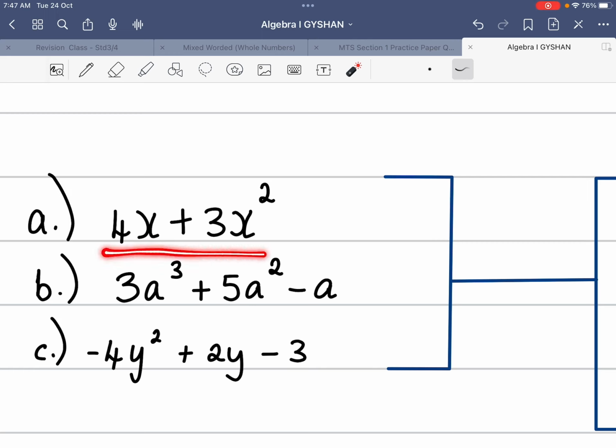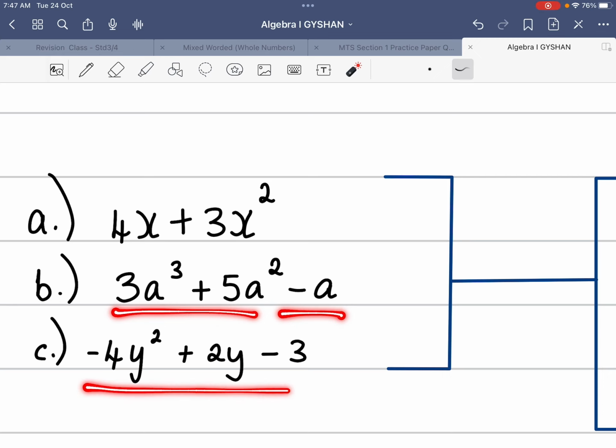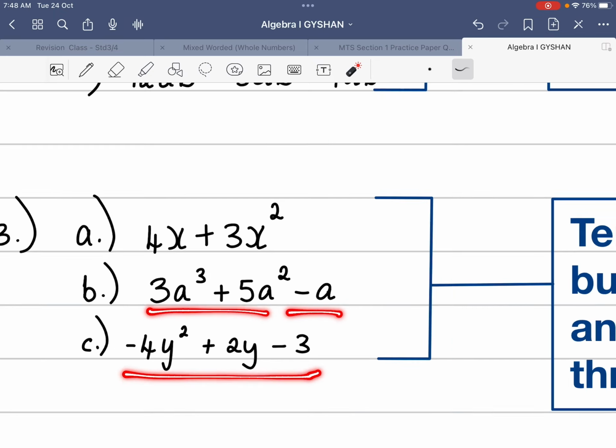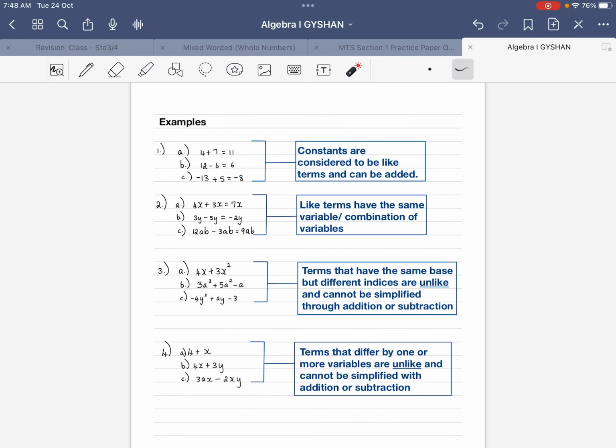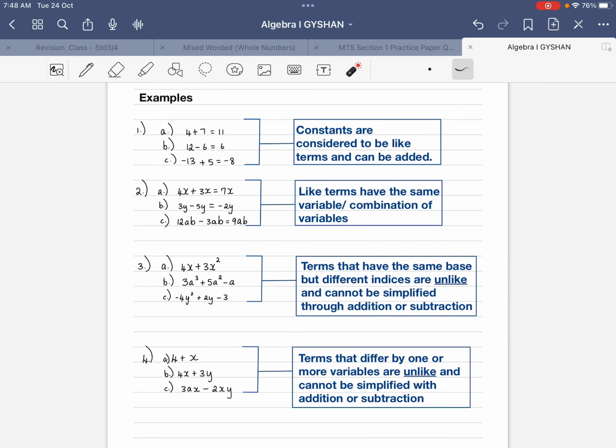4x cannot be added to 3x squared because x is considered a different term to x squared. These two can be added, but this one can be subtracted. And these three cannot be reduced or simplified or added and subtracted. So you can feel free to pause the video and take this note down.